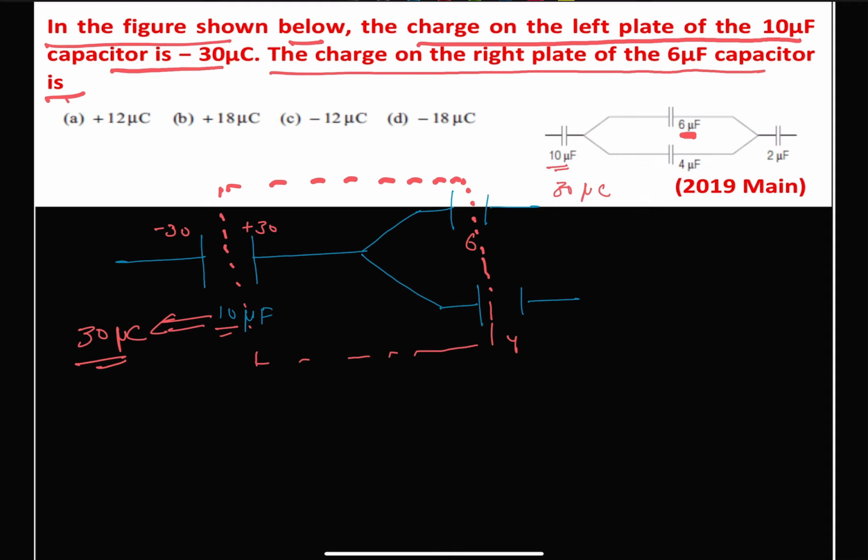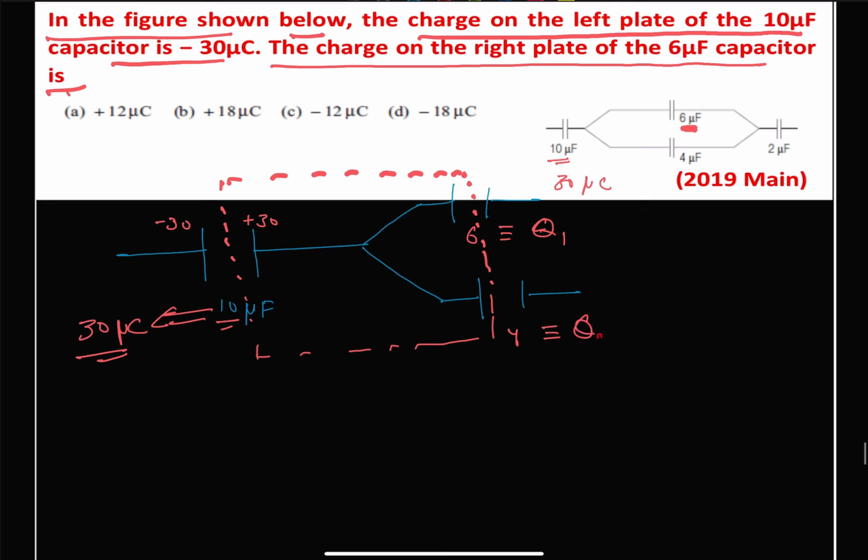Similarly, we can assume that on the 6 microfarad we have a charge of Q1 and on the 4 microfarad we have a charge of Q2. So on the left and right it will be plus and minus, that will be the only difference, the magnitude will be the same. And here this 6 and 4 are connected in parallel. So let's call this our C1, this C2 and this C3. So we can say C2 and C3 are connected in parallel.